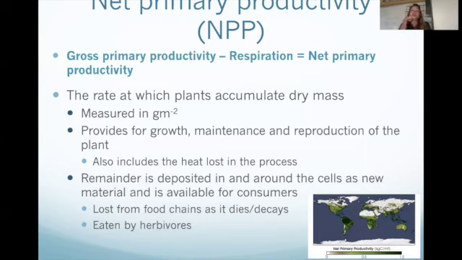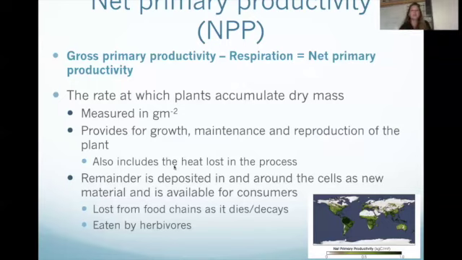So net primary productivity, abbreviated NPP, is gross primary productivity minus respiration. That equation does come up in tests. So gross primary productivity minus respiration is net primary productivity. This is the rate at which plants accumulate dry mass, biomass, the weight of the plant minus the water. It is measured in grams per meter squared.